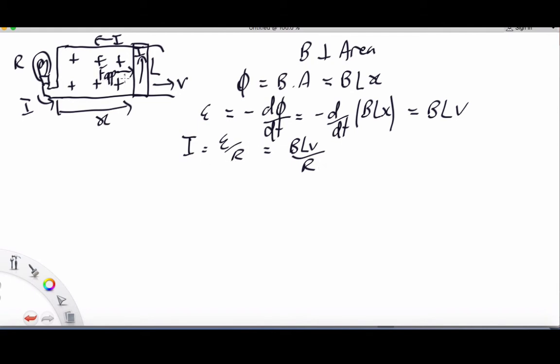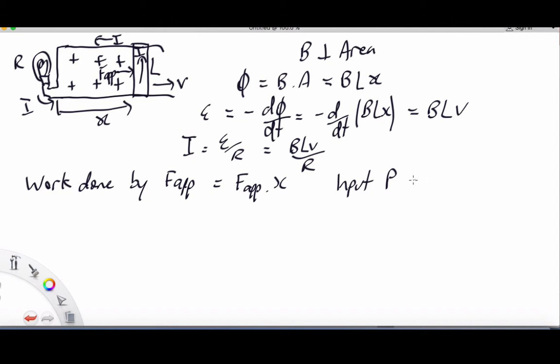Now, this applied force is doing work because it's moving through a distance. That will be the applied force times x. So the input power, which is the rate of doing work, is just the force applied times x over t, so that is just the applied force times v.